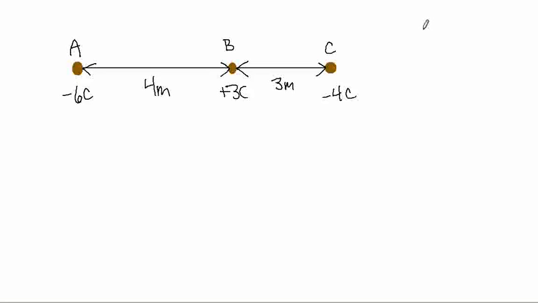Okay, once again, I have three objects lying on a line. The objects are denoted by the letters A, B, and C. The net charge of object A is minus 6 coulombs. The distance between objects A and B is 4 meters. The net charge on object B is plus 3 coulombs. The distance between objects B and C is 3 meters. The net charge of object C is minus 4 coulombs.